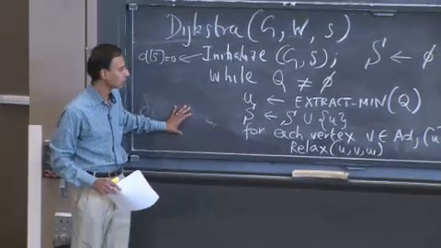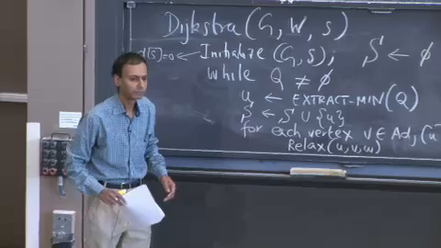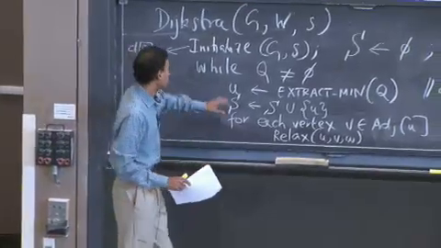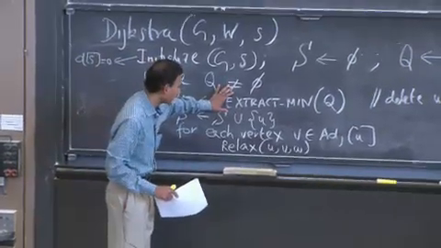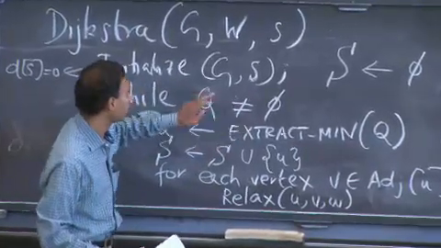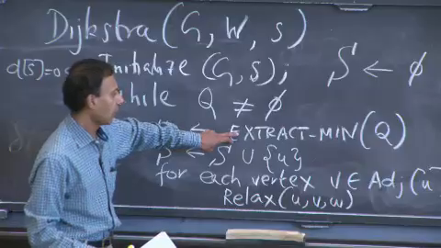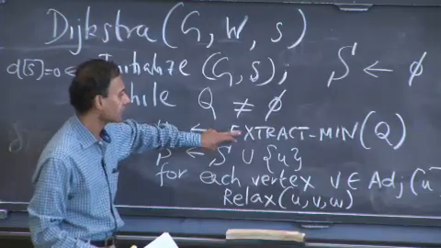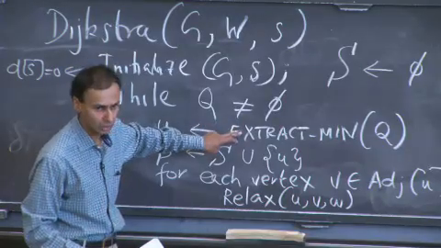I guess you guys are going to code this at some point. Yeah? How are the vertices comparable? In what way? Oh, that's a good question, and I should have made that clearer. The extract min is so Q is a priority queue, and the priorities of the vertices are the d values. Okay?